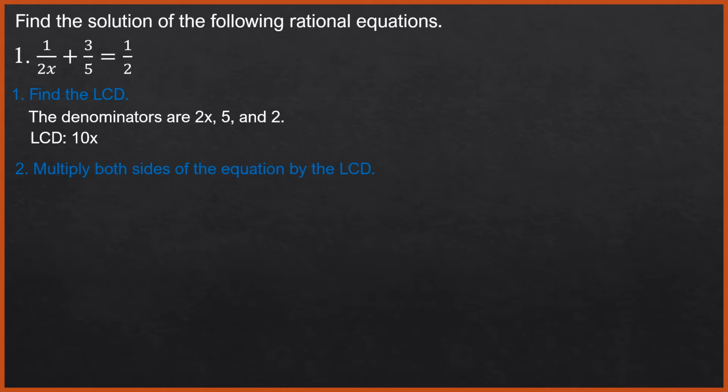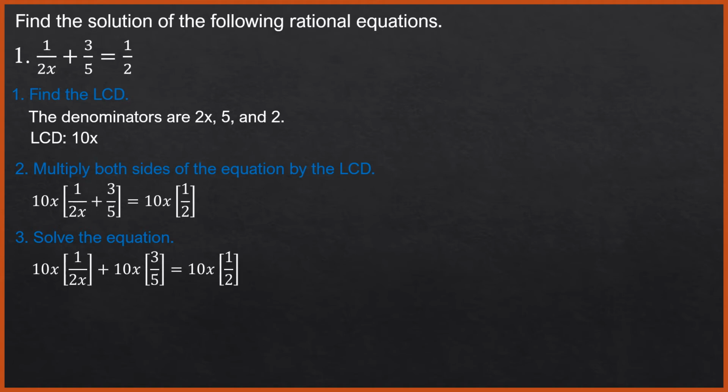Second step, let us multiply both sides of the equation by the LCD. So we have 10x times a quantity of 1 over 2x plus 3 fifths equals 10x times 1 half. Third step, solve the equation. To easily solve the equation, let us multiply the LCD to each term. So we have 10x times 1 over 2x plus 10x times 3 fifths is equal to 10x times 1 half.